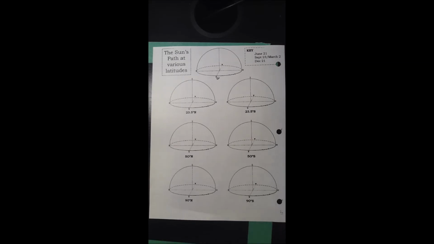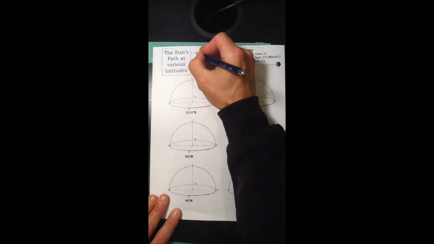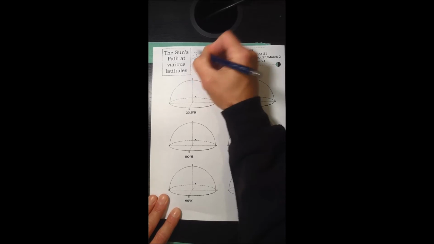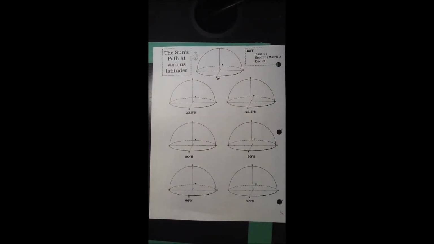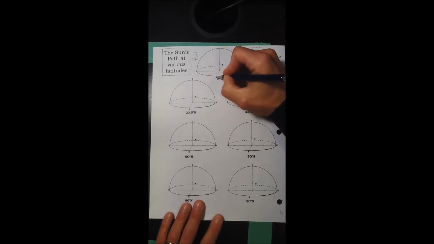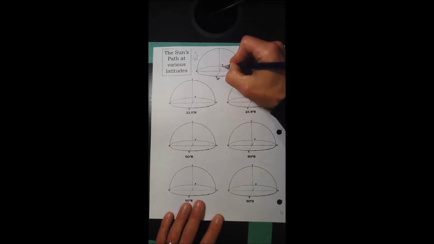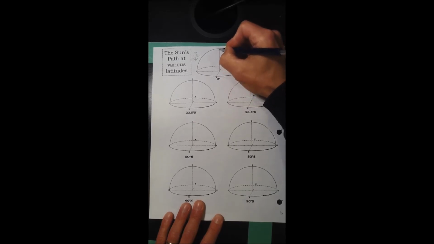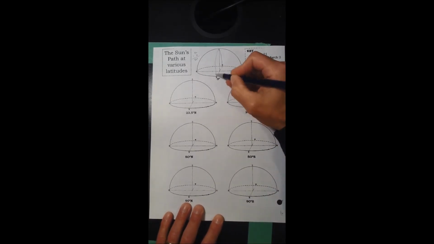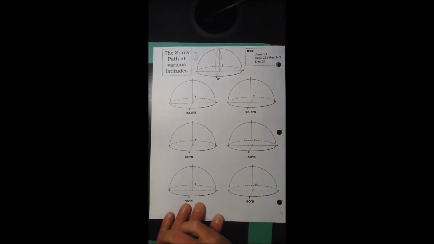To find the path of the sun for the equinox, you're always going to do 90 minus your latitude. So for the equator, 90 minus 0 would give me a 90-degree angle on the equinox. So on the equinox at the equator, sunrise would be due east, sunset would be due west, the sun would go directly to the zenith, and the sun would go straight up and straight down. At the equator, it rises and sets perpendicular to the horizon.